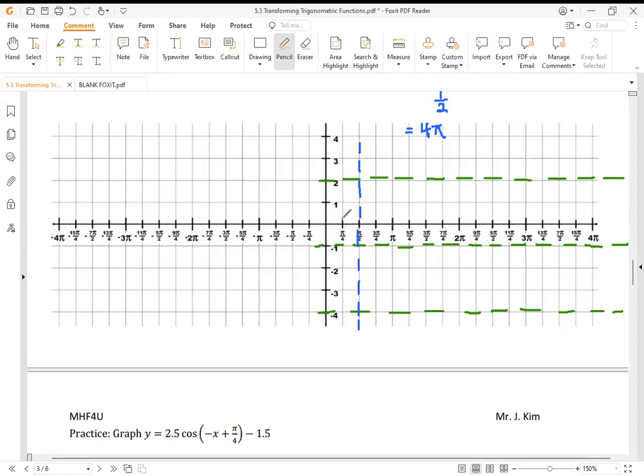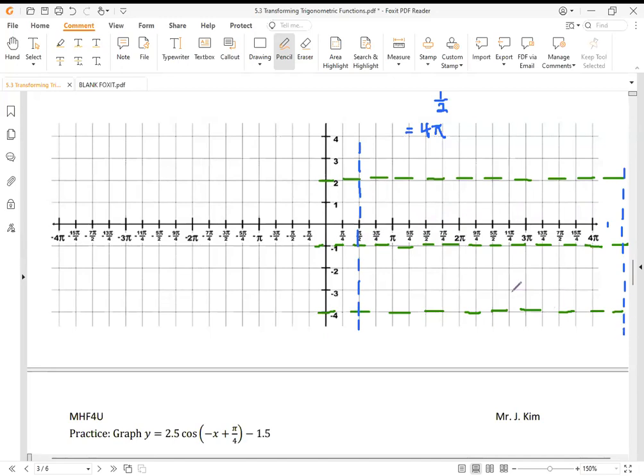So 4 boxes is 1 pi. So to count out 4 pi, I need to count 4 times 4. 1, 2, 3, 4, 5, 6, 7, 8, 9, 10, 11, 12, 13, 14, 15, 16. Here's the end of my box.